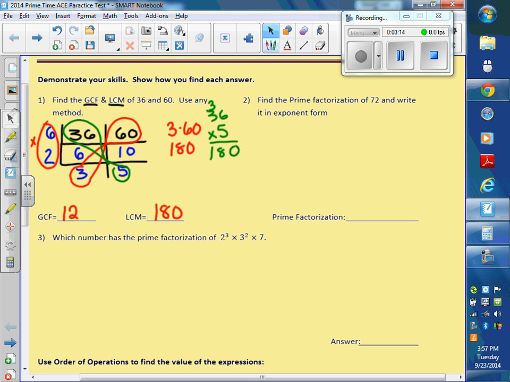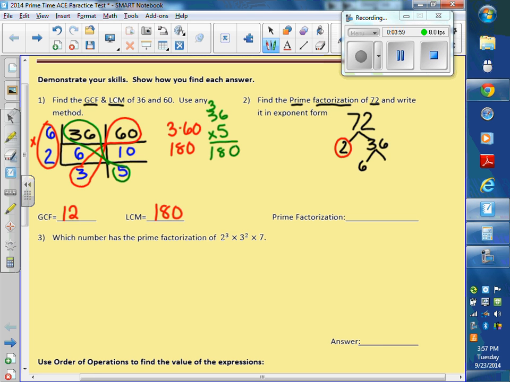Problem 2 is find the prime factorization of 72 and write it in exponent form. So basically for that, you need to use a factor tree. That's one of the easiest ways. So 72, you can pick any factor pair of 72, even starting with 2, if that's the only one you know. 2 times 36 is 72, so I can start with that. Since 2 is prime, I'm going to circle it to remind myself that that's going to be part of my final answer. 36 isn't prime, so I continue the tree.